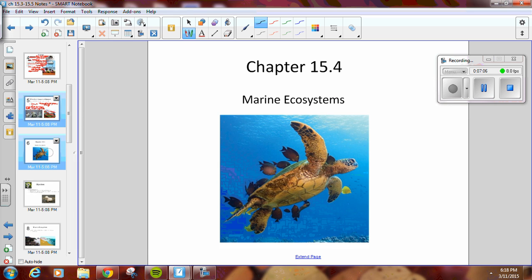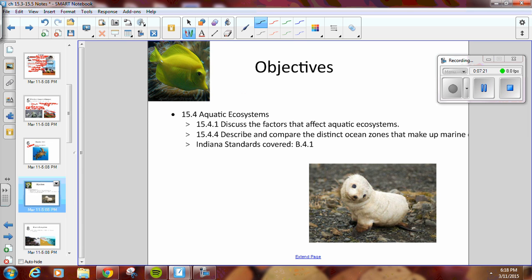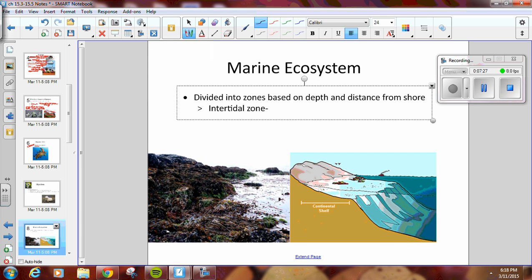So now we're going to move on to the water. Now we're going to start with marine ecosystems. Now remember, marine ecosystems, that's just another term for the ocean. Now the ocean is a pretty large place, so there's going to be a lot of differences as we go through there. So we're going to talk about what are some of the factors that will affect it and how are they different in different areas.